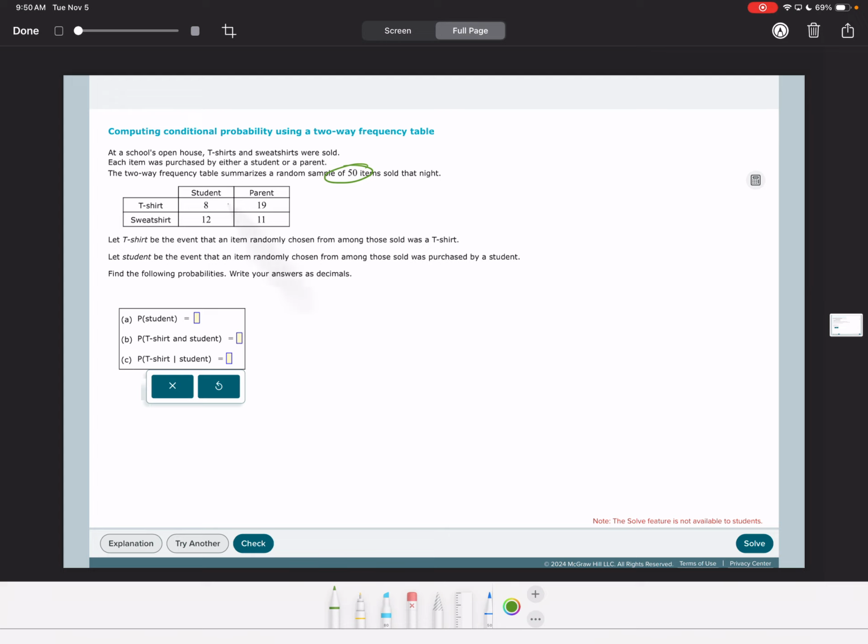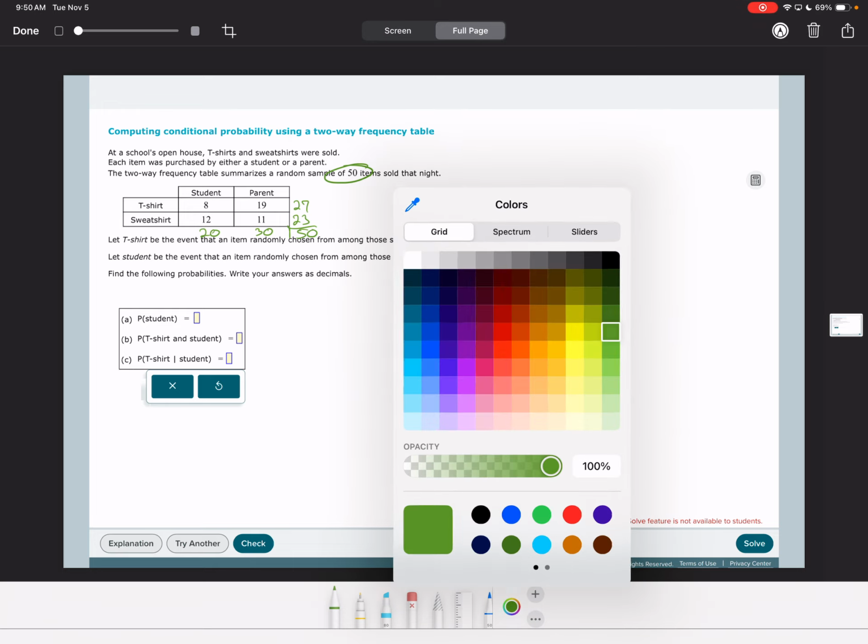So like t-shirt, 8 plus 19 would be 27. 19 plus 11 would be 30. Oh, I skipped this one. 12 plus 11 would be 23. 8 plus 12 would be 20. So if you notice, the columns and the rows both all add up to be 50. We may need those numbers in just a second.